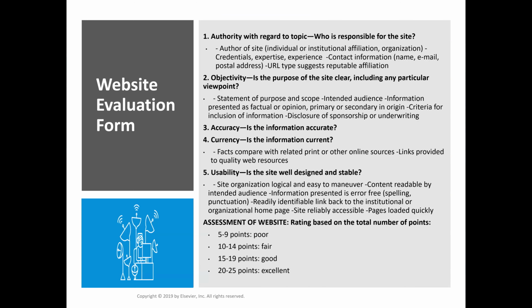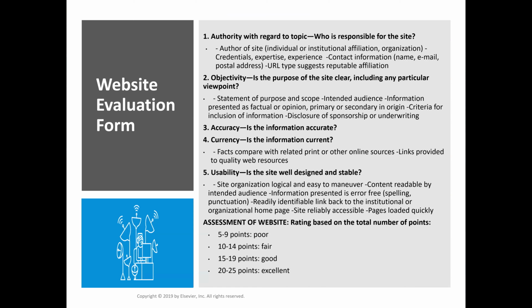So when you're looking at these websites to evaluate them, I gave you guys this, it's also in your textbook. What is the authority with regard to the topic, who's responsible for it, who's writing it, right? Is it objective? Do they have a statement of purpose? Do they disclose anybody that is giving them money? Because then you want to know if it's biased. How accurate is it? How current is it, right?